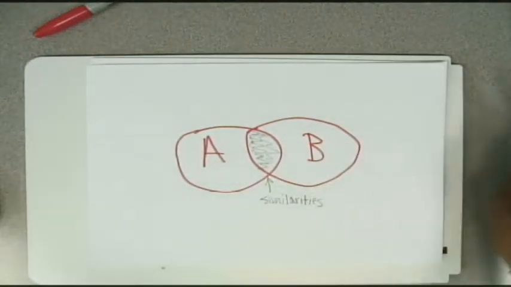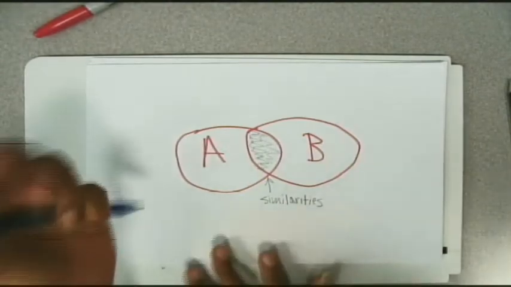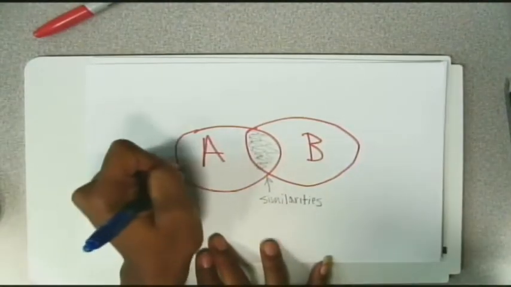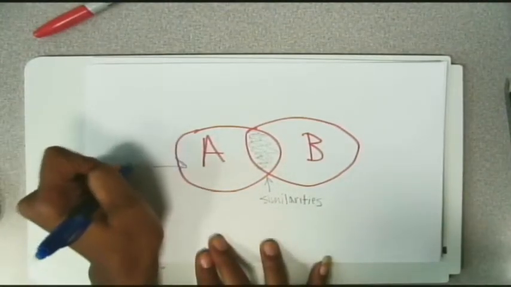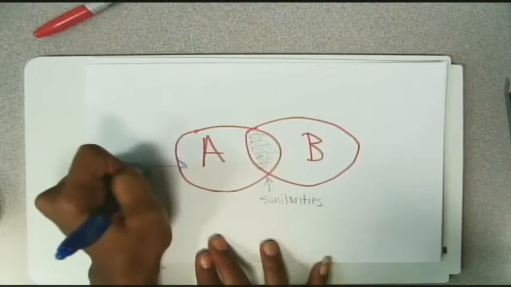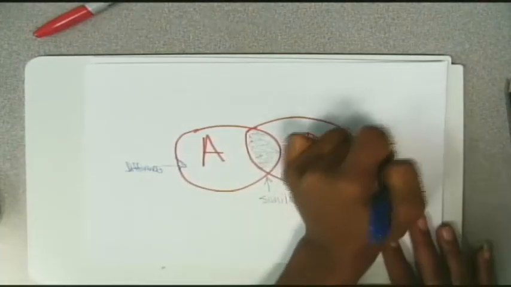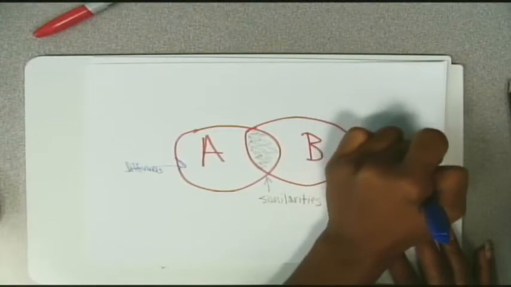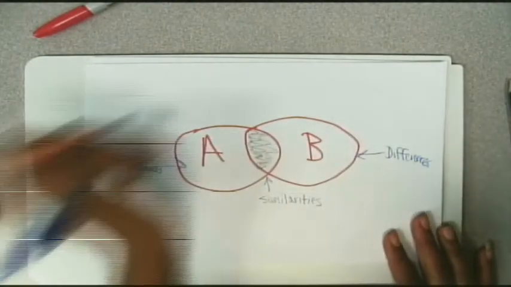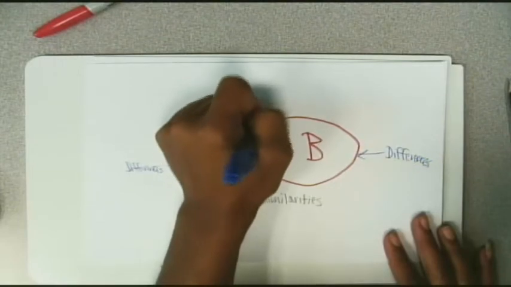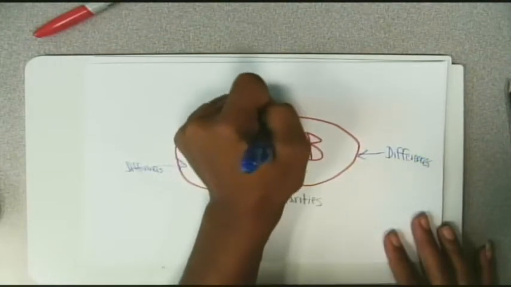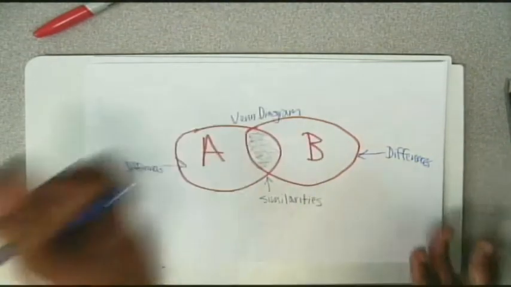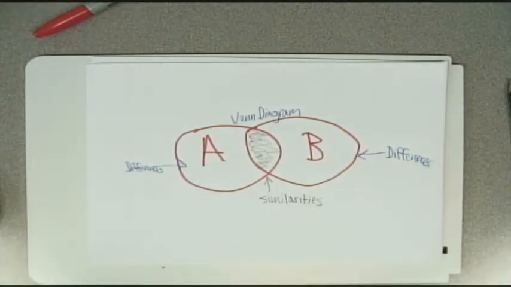And then the parts where they do not overlap, that's going to be differences. So this is going to be differences. And this will be differences. So this is a Venn diagram. So that helps you with similarities and differences.